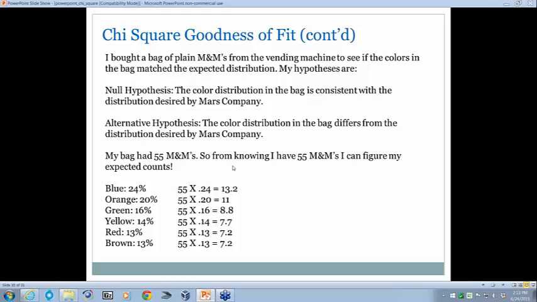So my bag had 55 M&Ms. Actually had 56, but as I was walking back to the office, I ate one and I didn't see what color it was. I forgot that I was going to use them. So we'll say I had 55. So from knowing that I have 55 M&Ms, I can figure my expected counts, right? Here's my percentages here that we just went over on the previous slide. So I just take 55 and I multiply it by 0.24 to get this. This would be my expected count. Okay, and it's the same thing similarly for all of them.